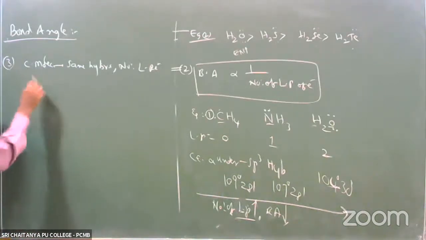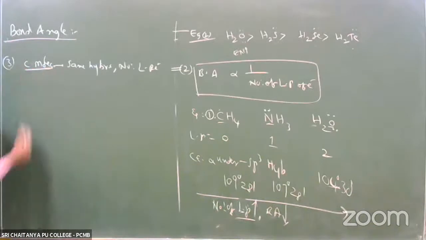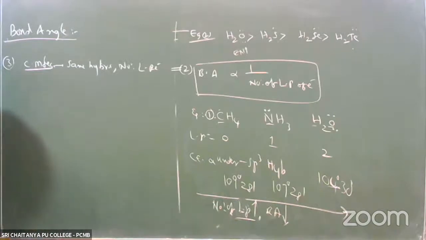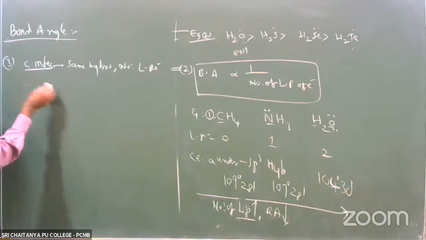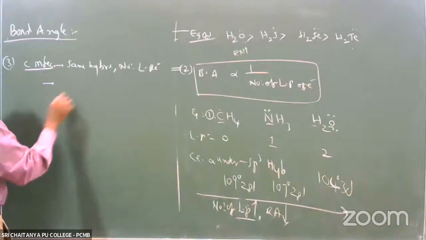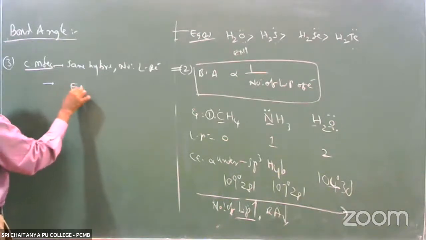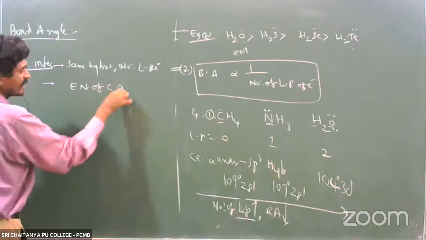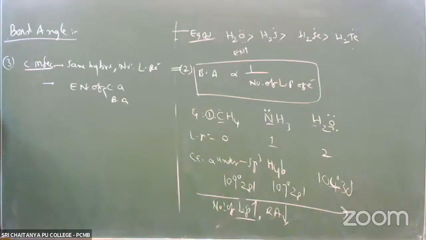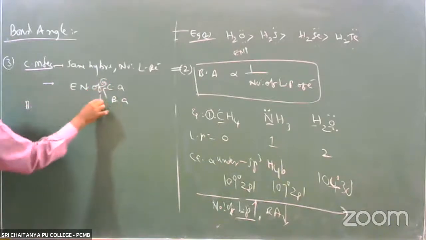The next factor is this: for 2 or 3 covalent molecules where the central atom undergoes the same hybridization and the number of lone pairs is also the same, the bond angle is decided by the electronegativity of the central atom and the bonded atom. What is CA? Central atom. And what is A? Bonded atom or side atom. Right. For your convenience, I'll give it under two subheadings.